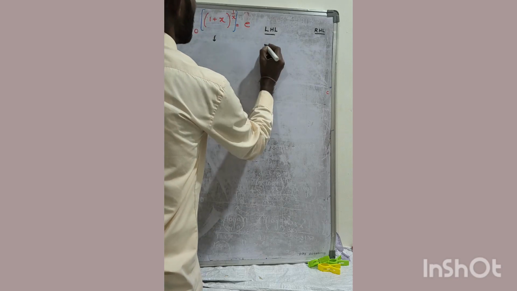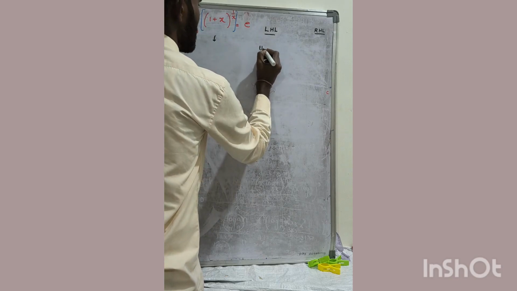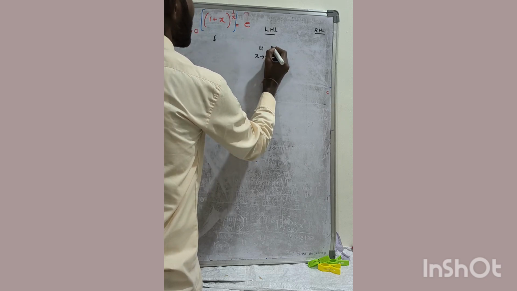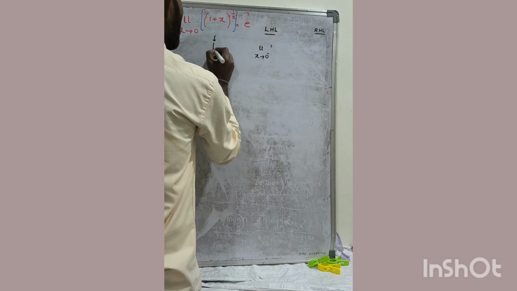Generally, the left hand limit can be written as limit x tends to 0 minus, and here we'll write the function. Which function? Let's assume this function as f of x for some time.